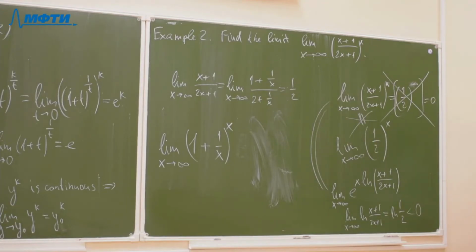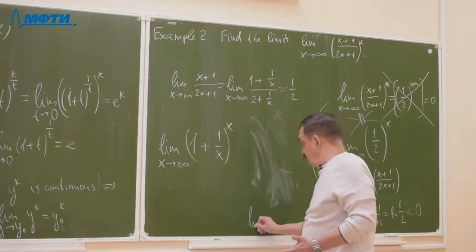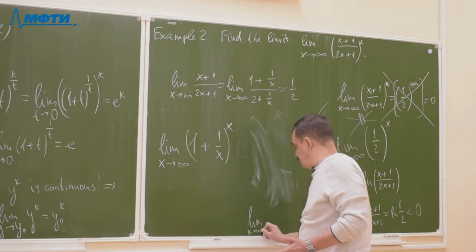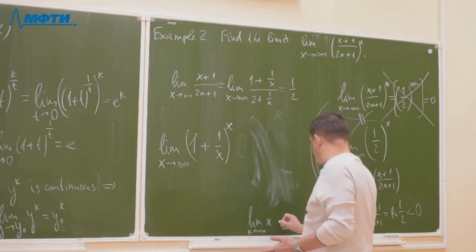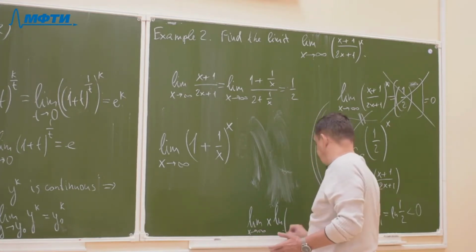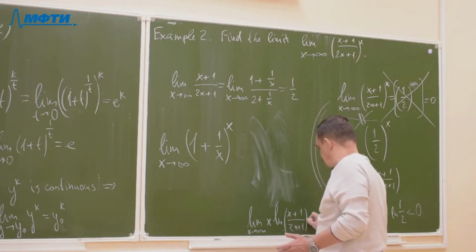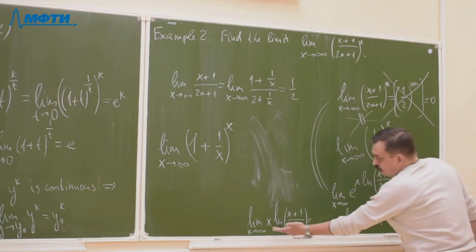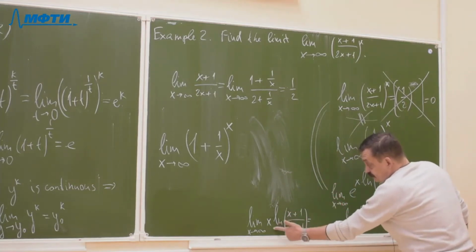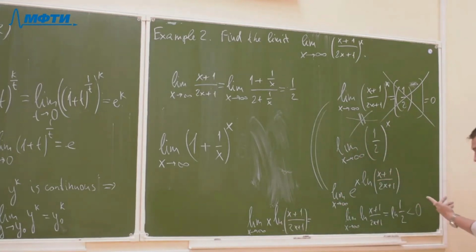And then what we do? We have then the limit as x tends to infinity of x times logarithm, which is equal to, so here we have infinity times a negative number, hence that is minus infinity, right?